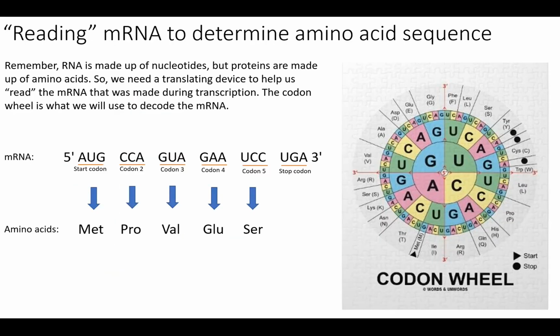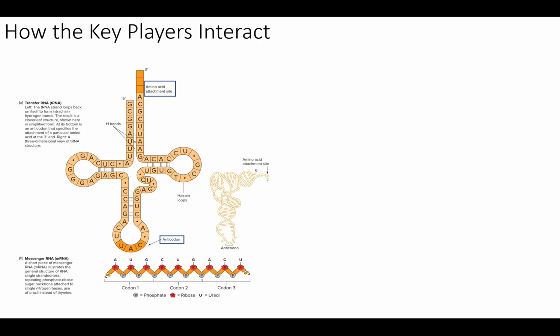Okay, so most proteins are at least 500 amino acids. So this is a very specific and detailed process. We need a lot of things to go right in order for a single protein to be made correctly. And there are thousands and thousands of proteins in the cell that need to be made correctly.